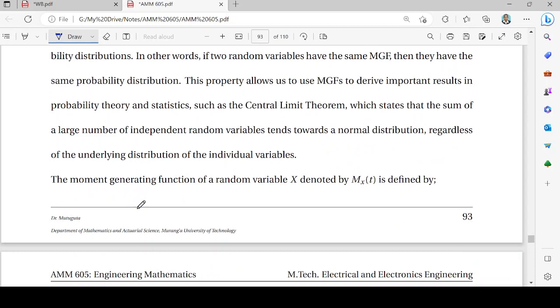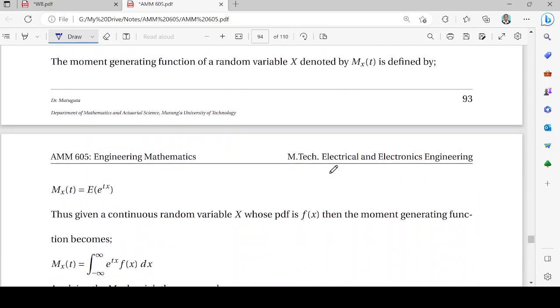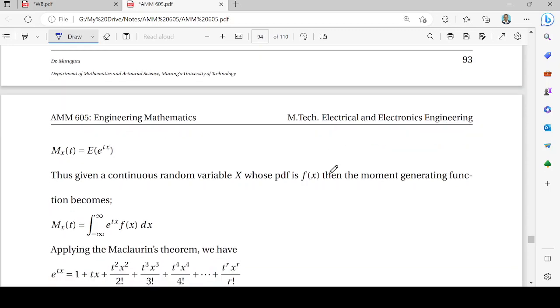So the moment generating function of a random variable X shall be denoted by M subscript X, which is a function of t. We shall define this as the expected value of e raised to power tX, e here being the base of the natural logarithm.